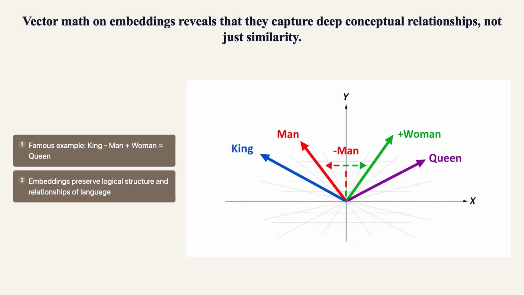Here's the famous example that proves embeddings capture meaning: king, minus man, plus woman, equals queen. When you do vector math on these word embeddings, the result is remarkably close to the embedding for queen. This shows that embeddings don't just group similar words, they actually capture conceptual relationships and analogies. The spatial representation preserves the logical structure of language itself, which is why embeddings are so powerful for understanding context.